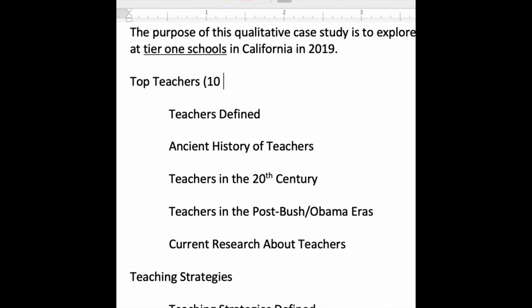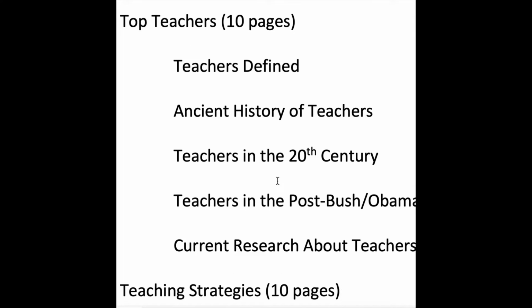Imagining a 30-page lit review, we can see how each section might take about 10 pages. I'm going to assign those. Knowing then that I have to write a whole section about this in about 10 pages, I get to ask myself some pretty interesting questions. For example, how many paragraphs or how many pages can I really dedicate towards defining teachers?